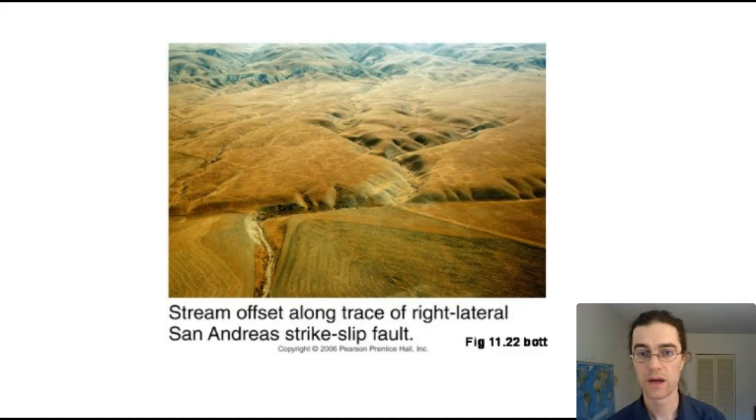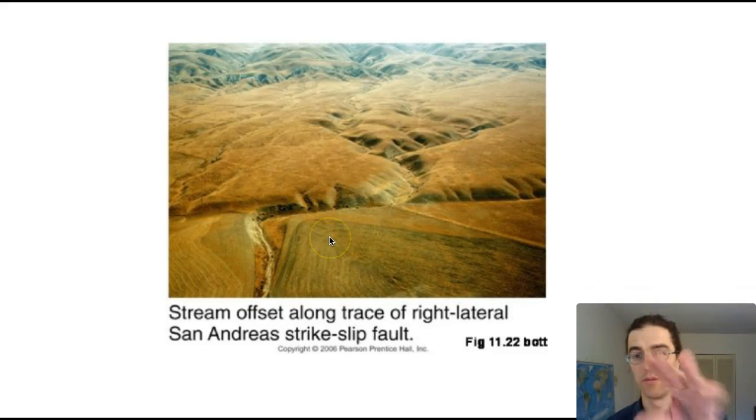And here we have a picture of our Wallace Creek that we'll be working with this week. This is with the caption, "Stream offset along trace of right lateral San Andreas strike-slip fault." It's pretty interesting to see how the creek, which would have been right here coming out of this Wallace Creek drainage, has now strike-slipped, right, because of the Pacific Plate, which is on the foreground, if you will, of this photo.